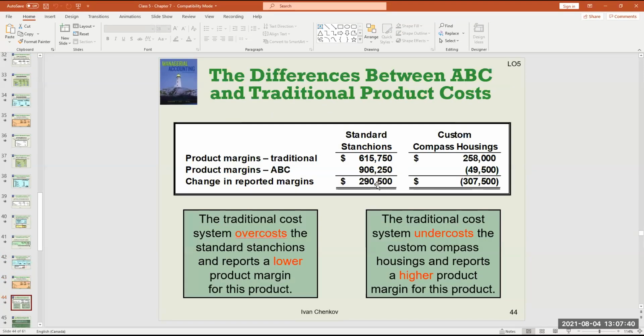So if we have to make the comparison, what's happened here? The traditional system overcosted the standard compass housing. It put more cost on the standard compass housing, made it more expensive, in other words. And that shows the lower product margin. Whereas on the other one, the custom compass, it undercosted, assigned less cost, which makes it profitable, which in fact it is not.